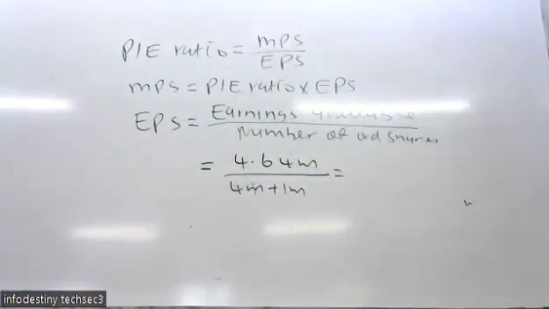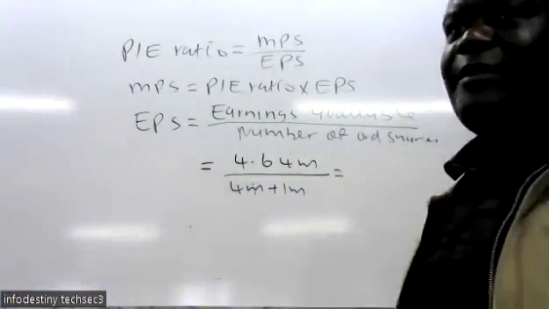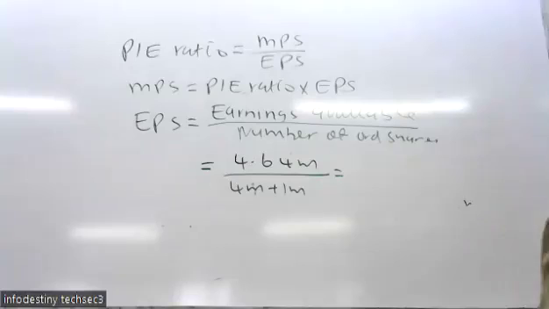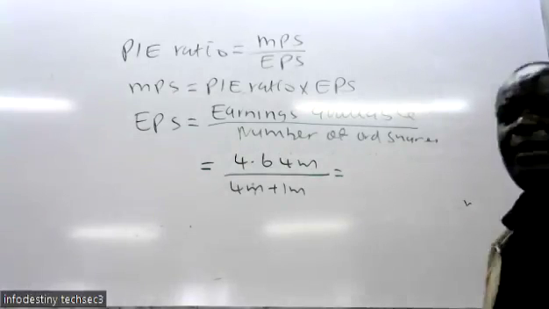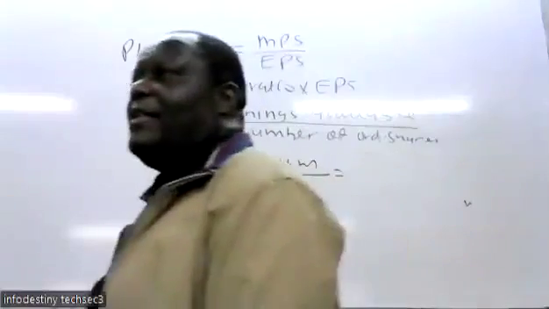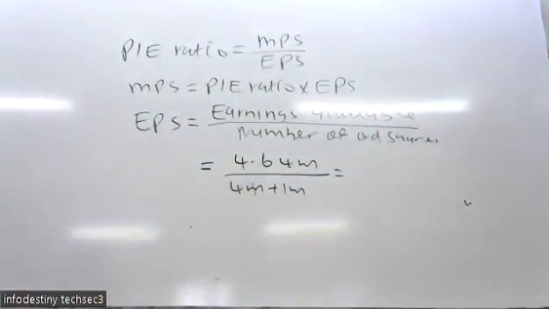Remember, the existing shares are 4 million and the new shares were 1 million. When you combine them together, they give you the total number of shares after the rights issue, and also the total earnings after the rights issue. Then we can get the earnings per share after the rights issue. What should now be our earnings per share after the rights issue? So which figure?